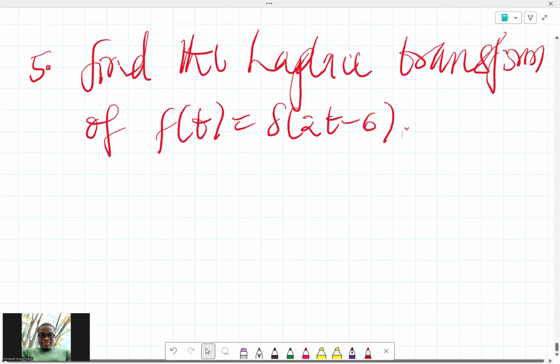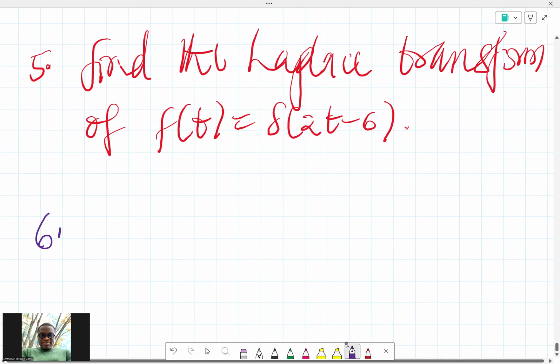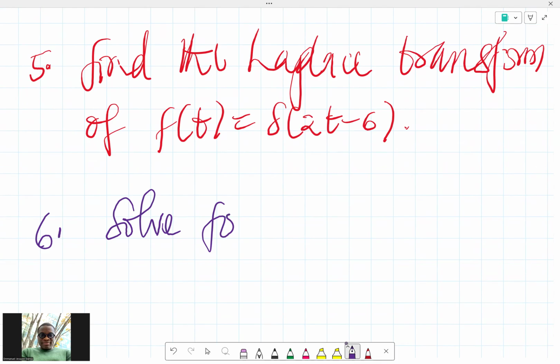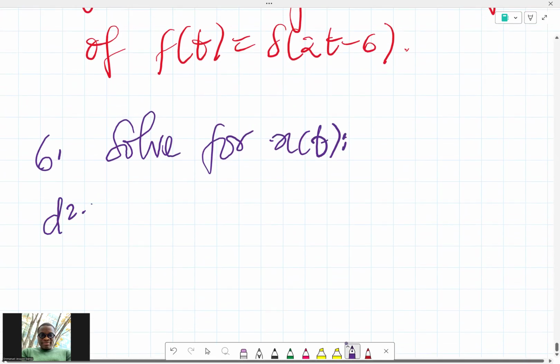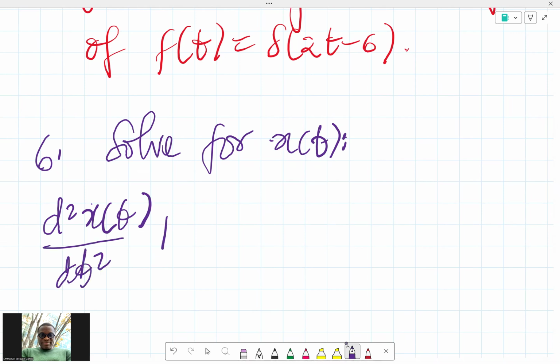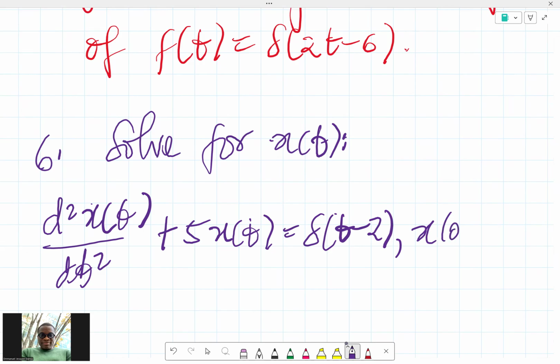Then number 6, finally: solve for x of t, where d squared x of t over dt squared plus 5x of t equals delta of t minus 2. So x of 0 is 0, and dx of 0 over dt is also 0.